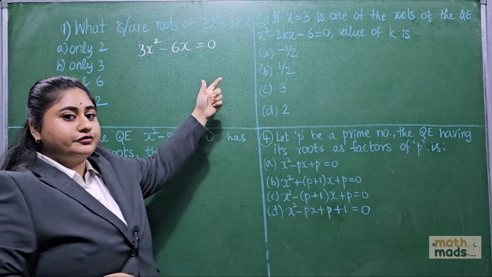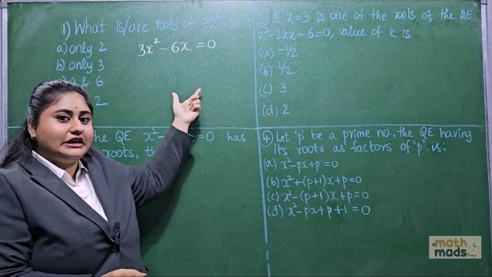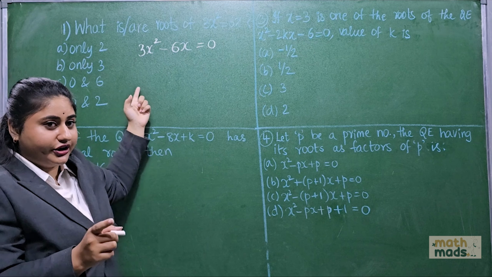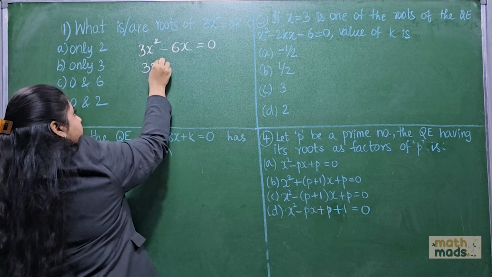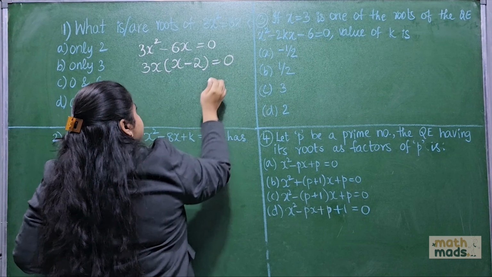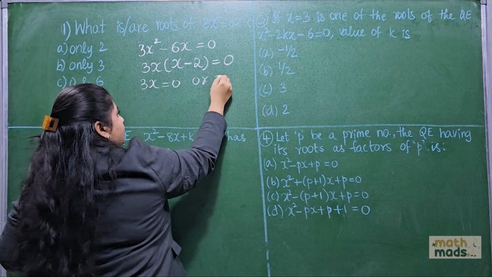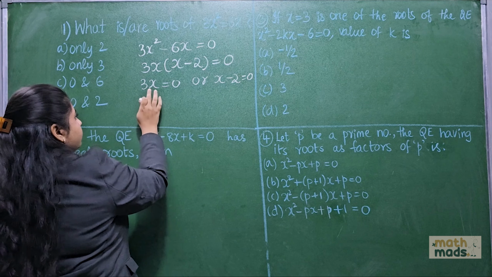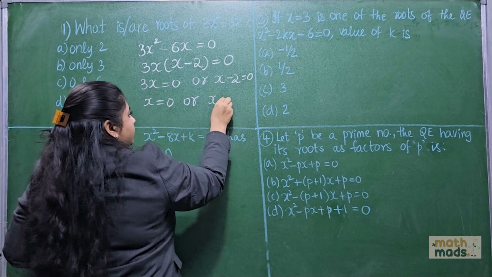Let me tell you, most of you will be tempted to cancel x and x here. Don't do that, because any quadratic equation has two roots, right? So if you cancel and you get only one root, you're going to go wrong. So take it to the left hand side. Now you can take 3x common. x minus 2 is left, is equal to 0. So 3x can be 0 or x minus 2 can be 0. This is the factorization method of solving quadratic equation. So here x is equal to 0 or x is equal to 2.